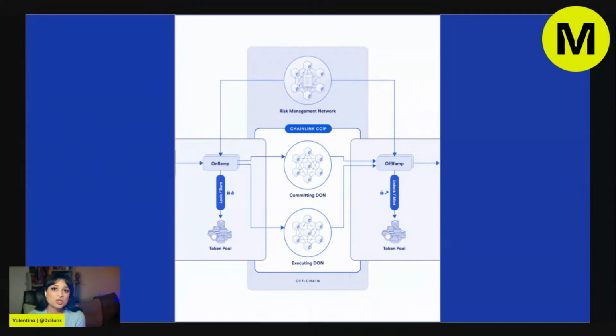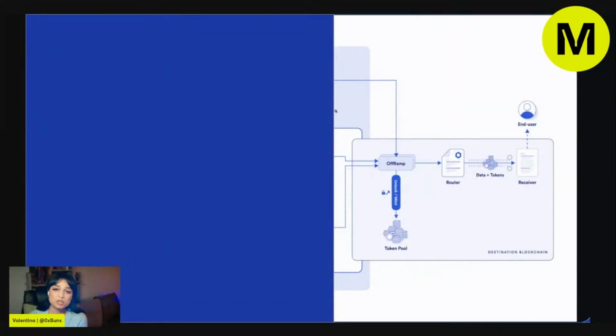And upon consensus, the report is transmitted to the off ramp, as you can see on the right side, contract on the destination chain. And this off ramp will do one of two things. The off ramp is able to either mint or unlock those tokens. So we have lock and burn on one side, and we have unlock or mint on the other side.